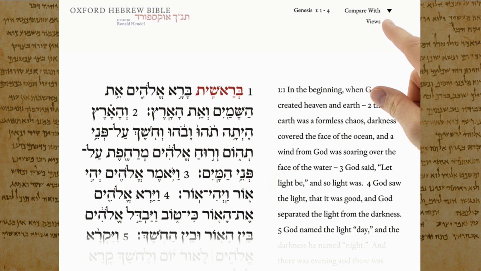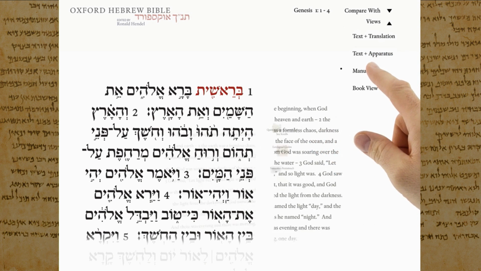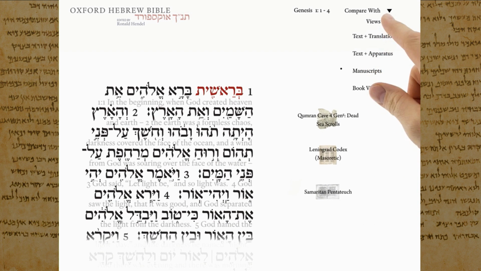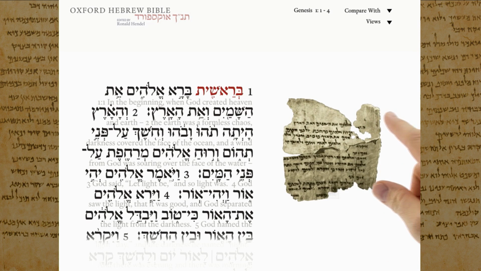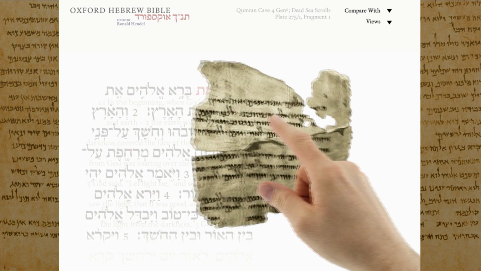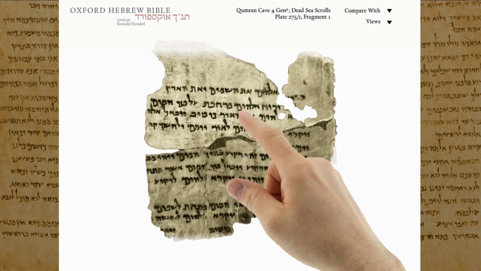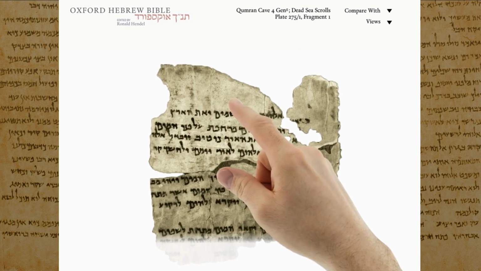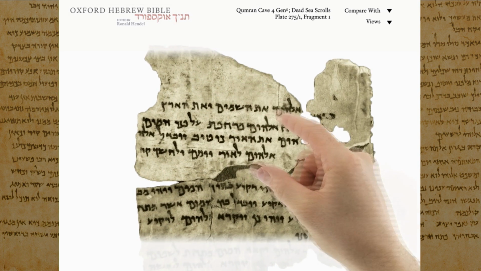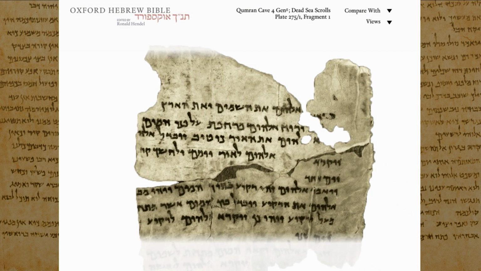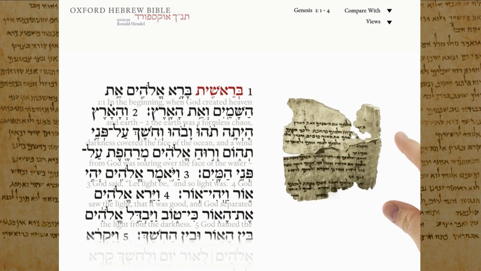Man, wouldn't this be just such a helpful tool for translators to have? Then you can look at actual pictures of, say, for example, one of the Dead Sea Scrolls that has a different reading. And you can see that reading in its original context as is preserved in those scrolls. And you can look at other readings from other important manuscripts on that particular verse.